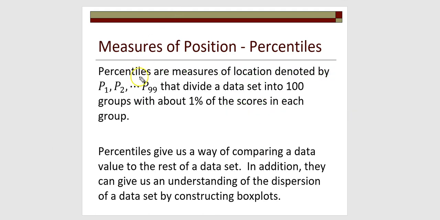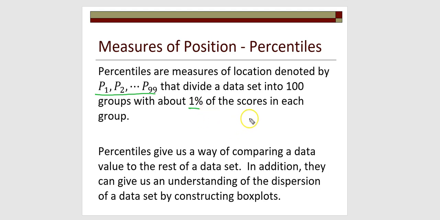So here's our definition for percentiles. Percentiles are measures of location denoted by numbers P1, P2, all the way up to P99 that divide a data set into 100 groups with about 1% of the scores in each group.